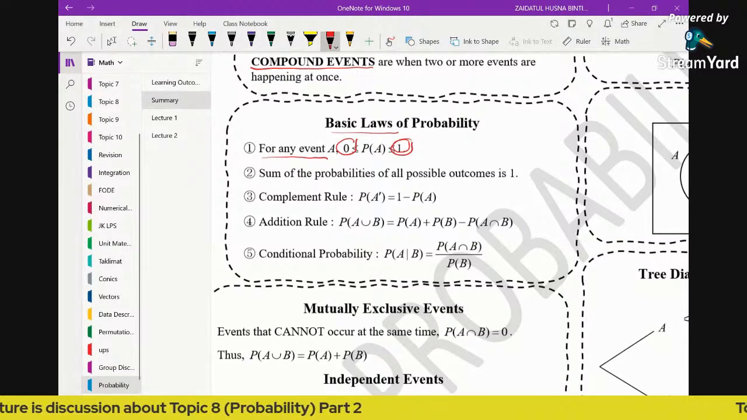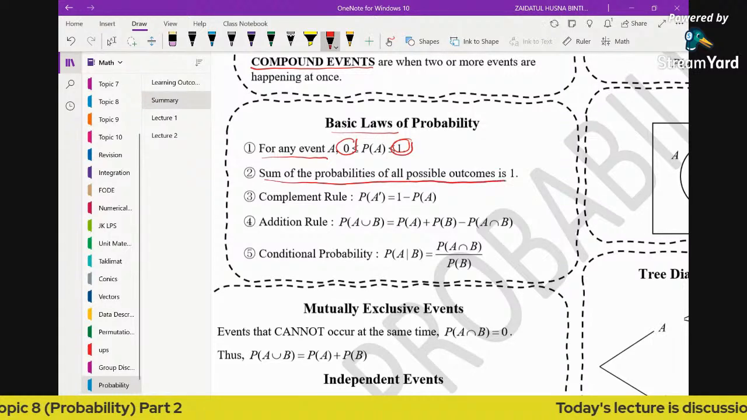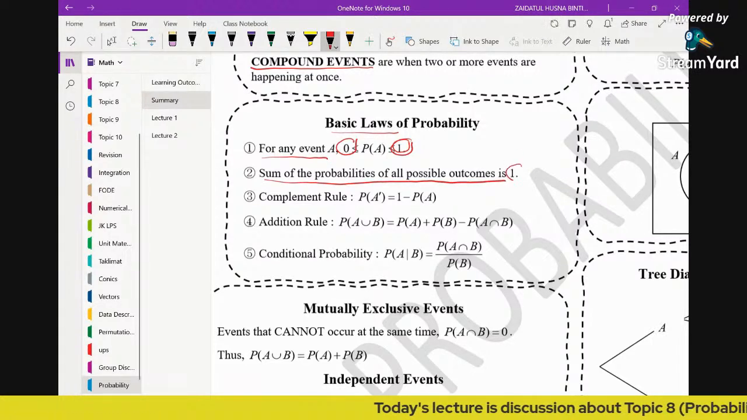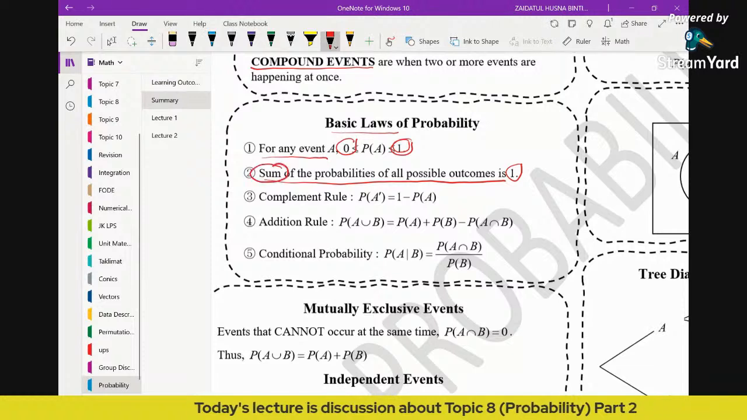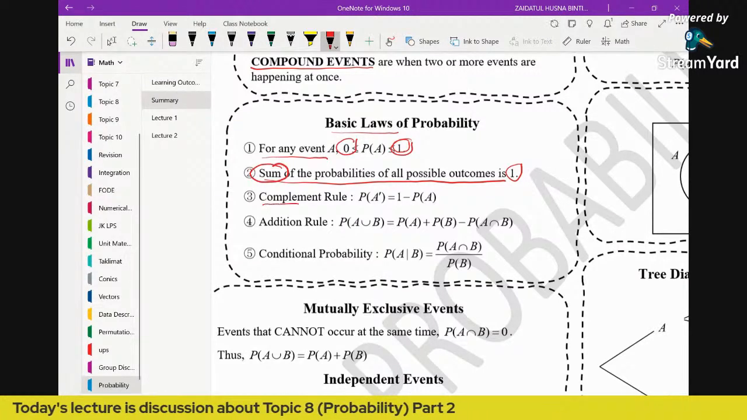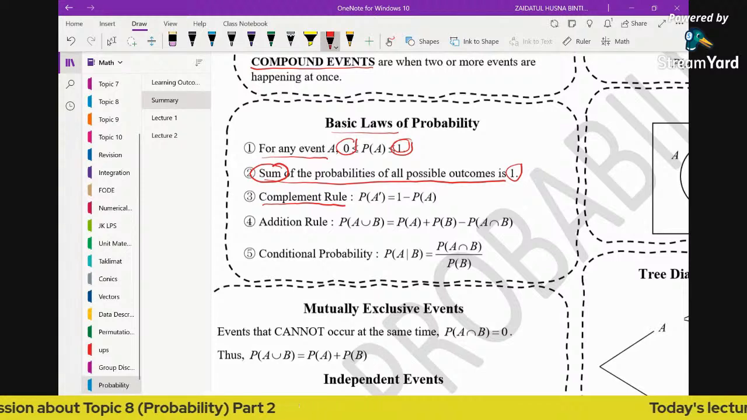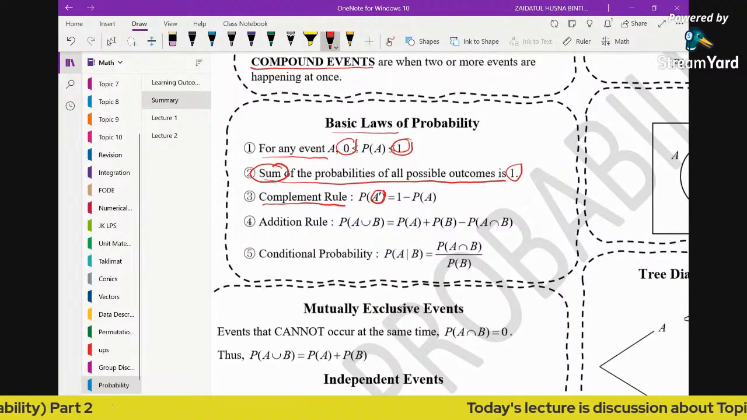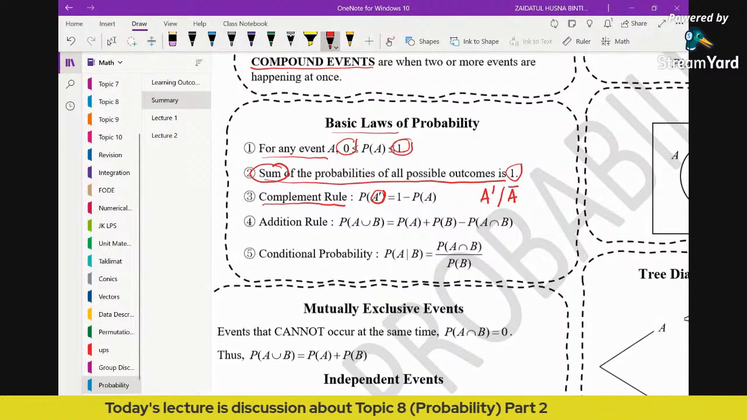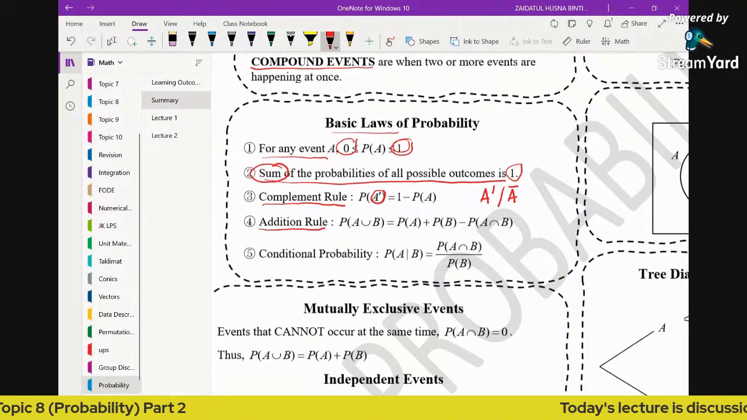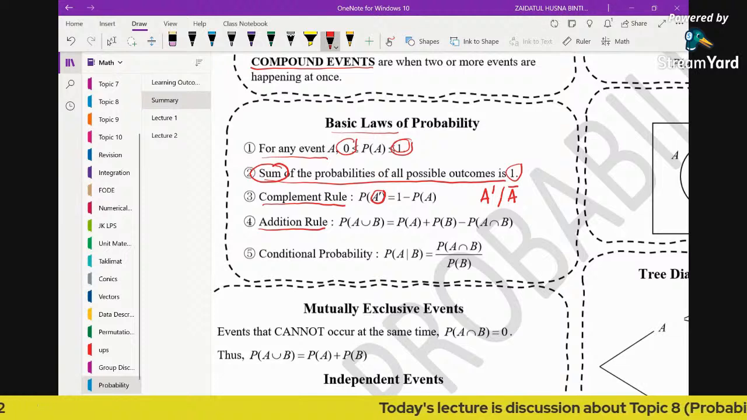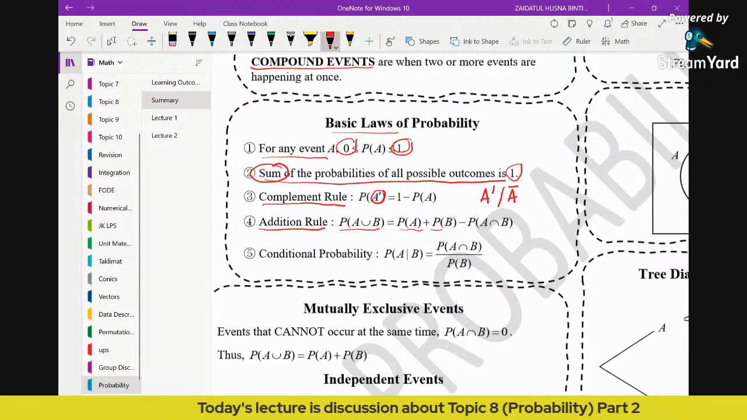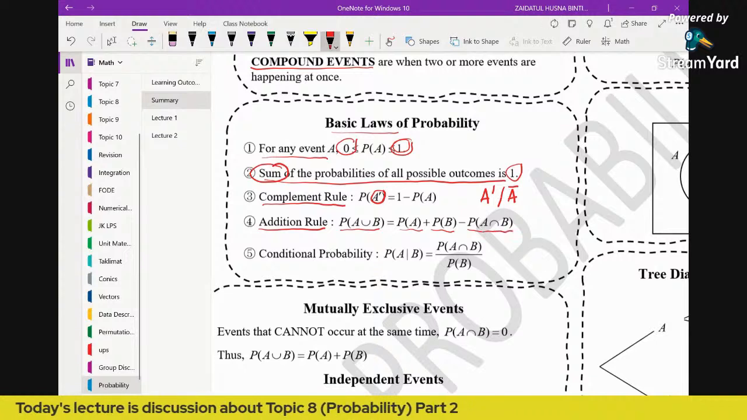The second law of probability: the sum of probabilities of all possible outcomes is 1. If we total up the sum, we should get 1. Then the complement rule. We use the prime notation, or we can also use the bar. A prime or A bar is called the complement event of A. We also discussed the addition rule: the probability of A union B is equal to the probability of A plus the probability of B minus the probability of A intersect B, and this can be proven using the Venn diagram.